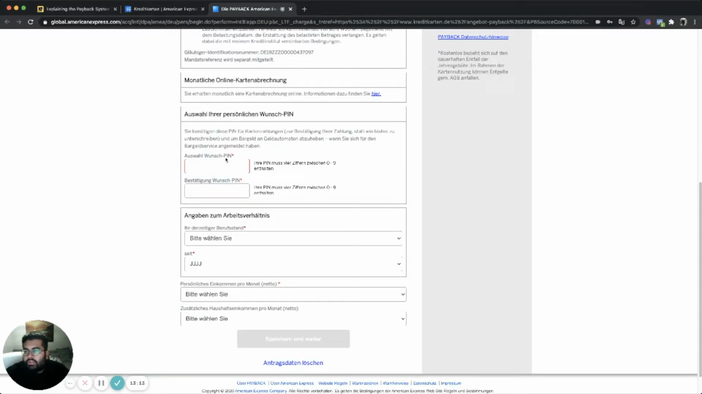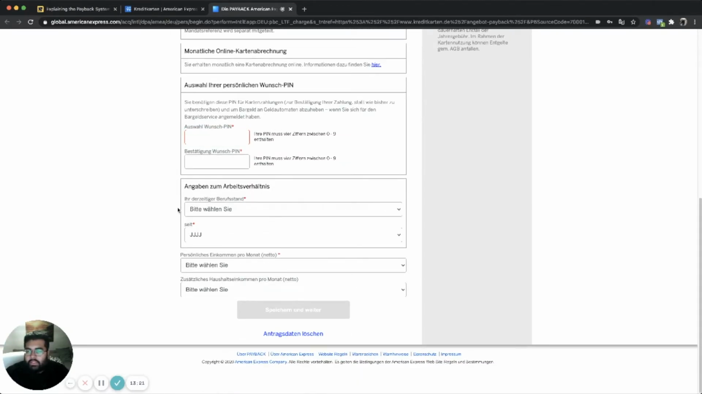Then you can put your PIN here. So you can choose any PIN you want. This is something very interesting because then you can also find PINs which you can remember. So this is nice.